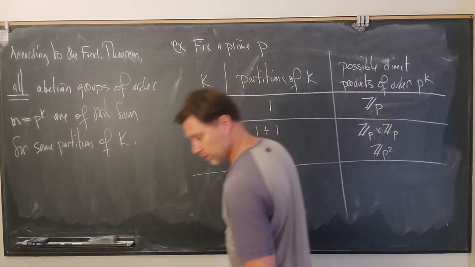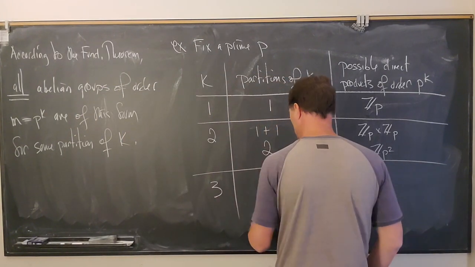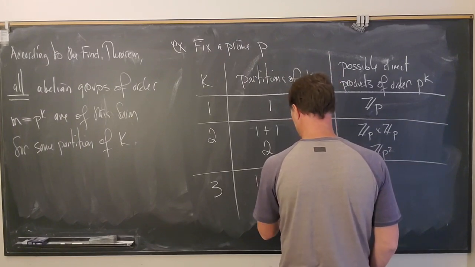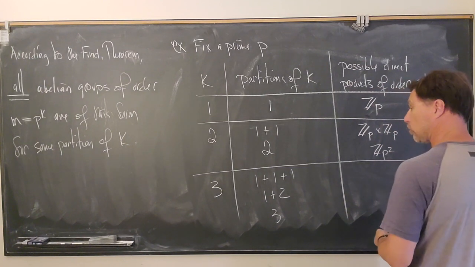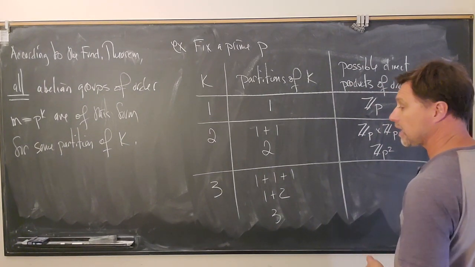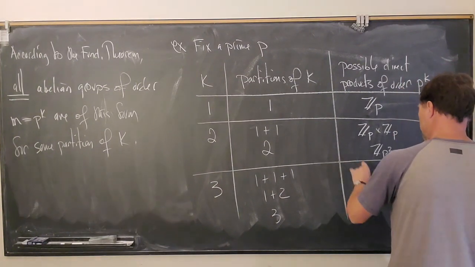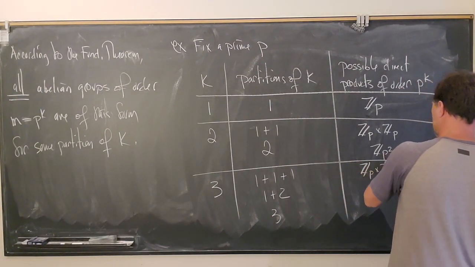Now let's look at, do I have enough room? Yeah, there's only 3 of them. So for 3, we have 1 plus 1 plus 1. We have 1 plus 2, and we have 3. The corresponding groups of order p raised to the 3rd power are going to be Z sub p cross Z sub p cross Z sub p.